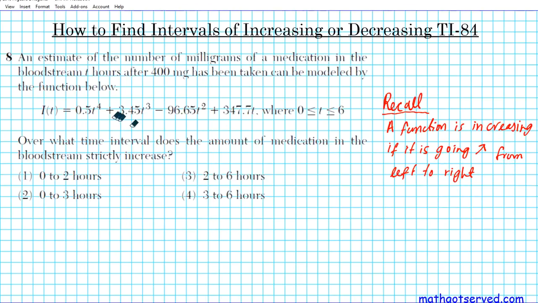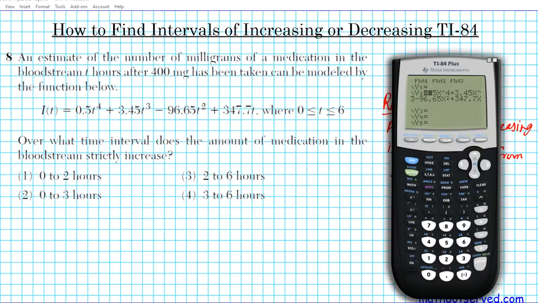So what we're going to do is enter this function into our calculators, and then we're going to graph it and see where it's increasing. Okay. All right. So you can just enter this in your graphing calculator. You press the Y button. So let's say you have the home screen. Press the Y button, and then you enter this function into your calculator: 0.54x to the fourth plus 3.45x to the third minus 96.64x squared plus 347.7x.